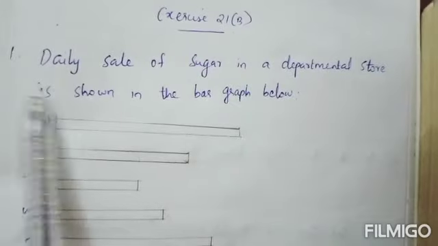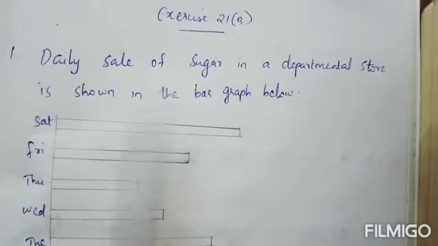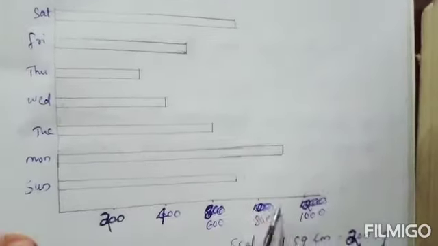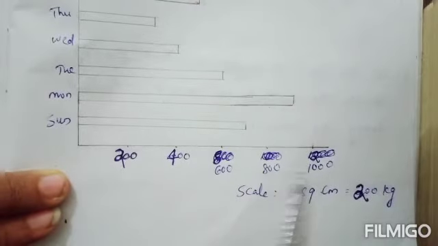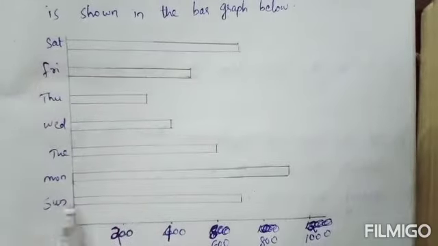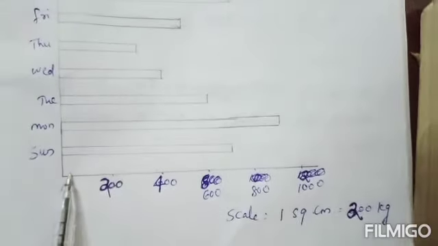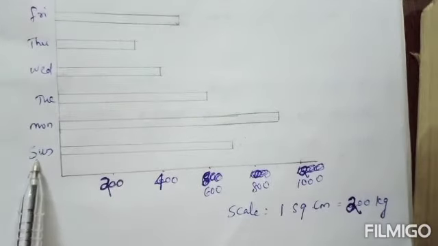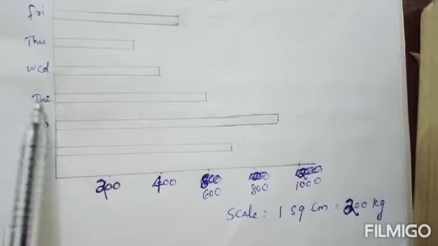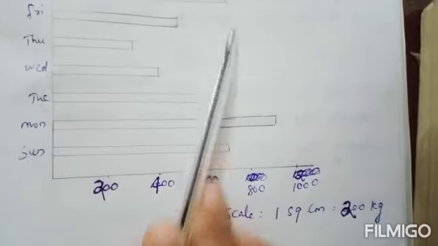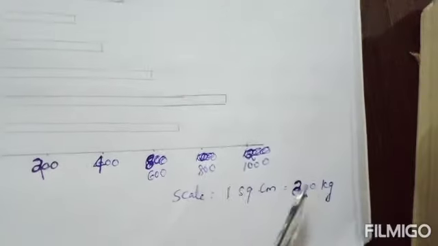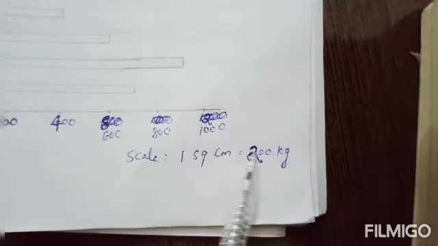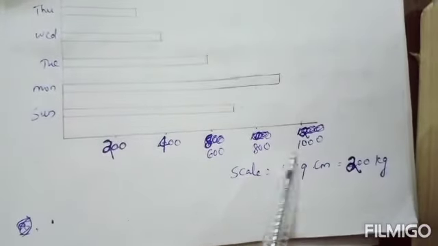Exercise 21B, first question. Daily sale of sugar in a departmental store is shown in the bar graph below. So here you can see one bar graph. It will contain a horizontal axis and a vertical axis. This bar graph shows the daily sale of sugar: how much sugar is sold on Sunday, Monday, Tuesday, Wednesday, Thursday, Friday, Saturday. And here you can see the scale is given. Scale: 1 square centimeter equals 200 kilogram. That scale is given along the horizontal axis.